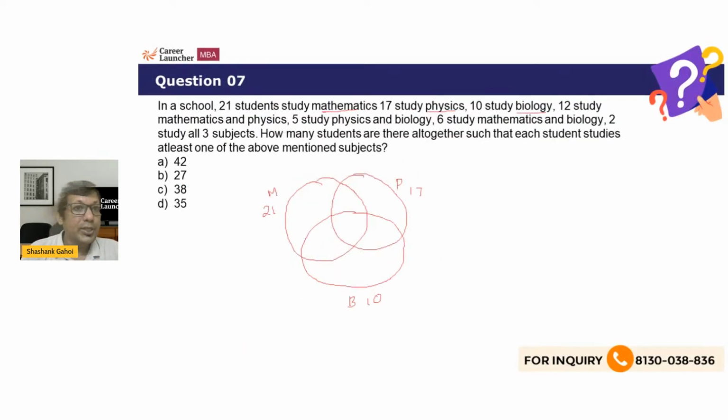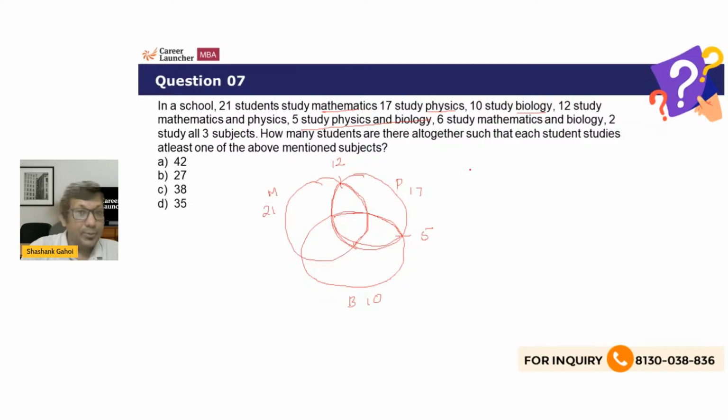So this question is not saying that 12 study maths and physics only. It is saying 12 students are studying maths and physics. It means we are talking about this whole region, right? So this part is going to be what? 12. 5 study physics and biology. So physics and biology means this complete region. That is going to be what? 5.